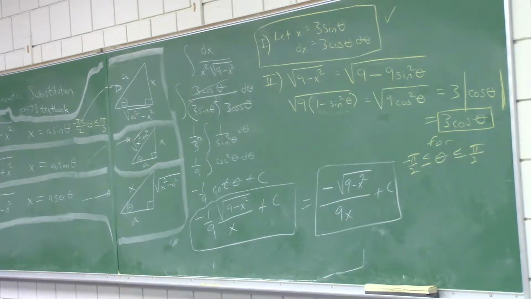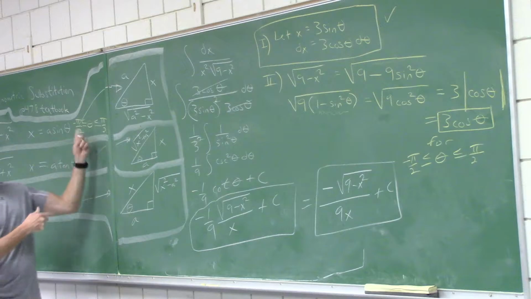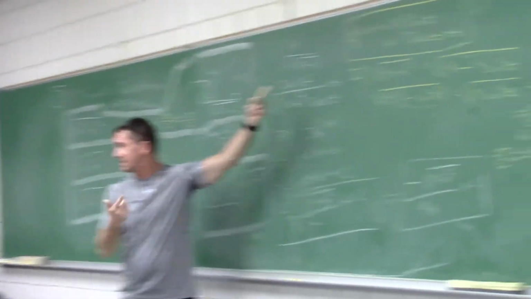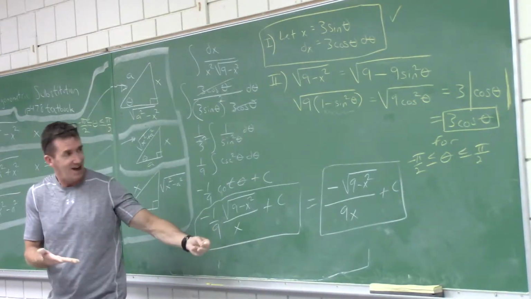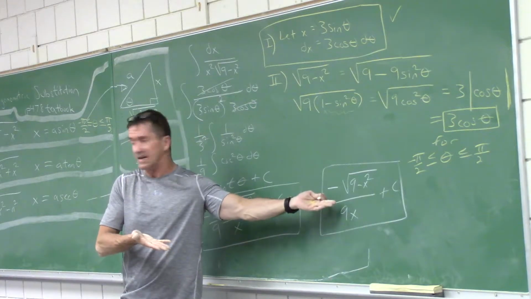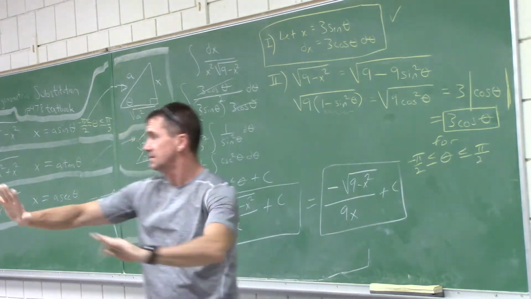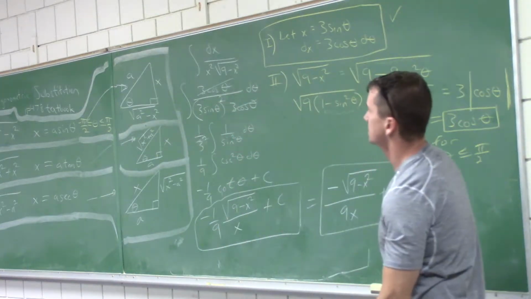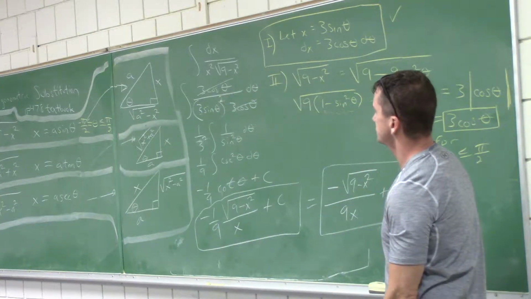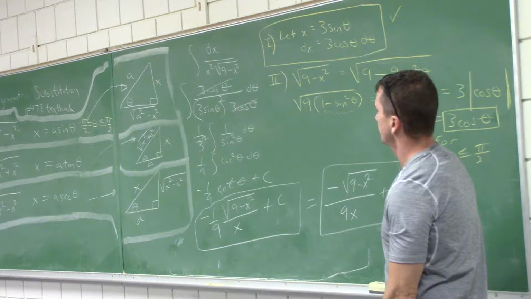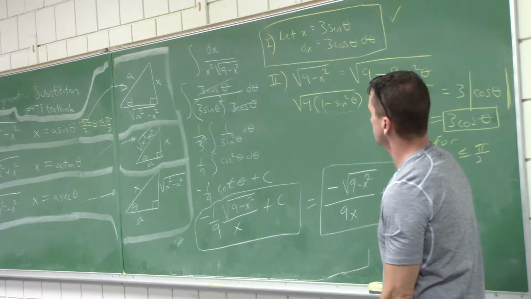Now right now you're like, do I have to talk about theta anymore? No, because we put everything back in terms of what? x. Now, this thing's fine as the antiderivative. It may have a limited domain there, because it has a square root. But we're good. Man, you all are awesome.